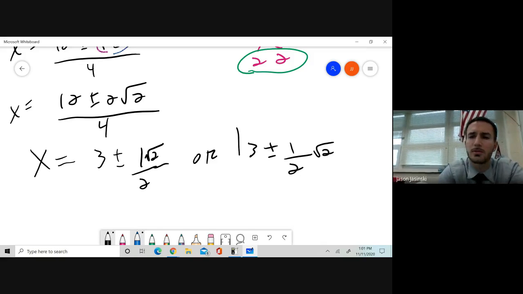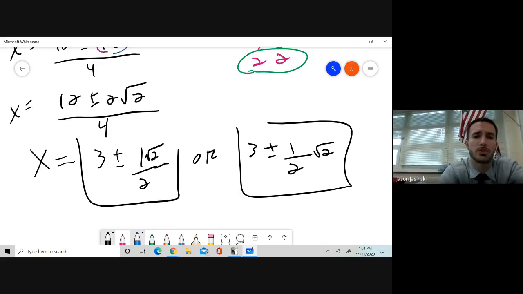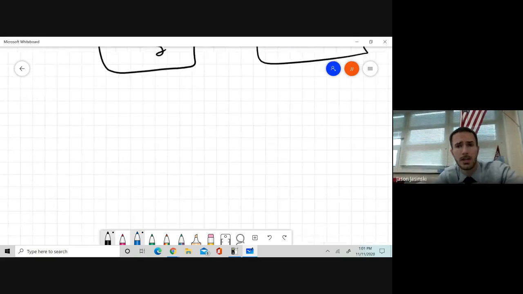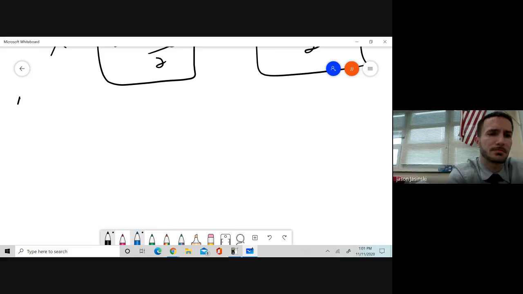Either is acceptable. All right, so there's 2 solutions. Well, I gave you 2 ways to write the solutions, but one answer would be 3 plus 1 radical 2 over 2, or 3 minus radical 2 over 2. And the 1 here is optional. Okay, so we'll look at one more example.